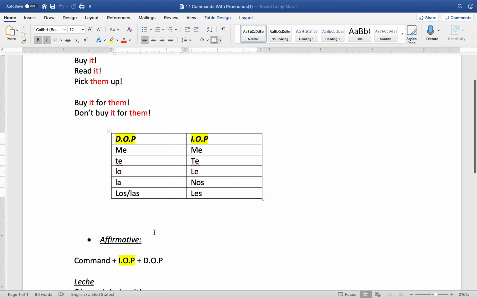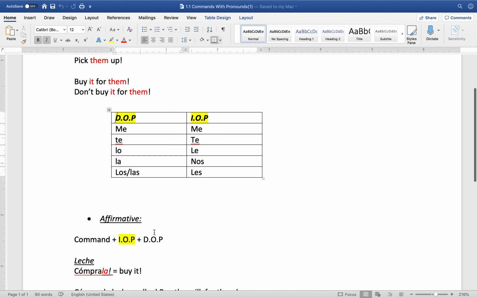All right, so here we're going to talk about the affirmative command. This is the formula. Every time you're telling someone what to do, the command involves direct and indirect object pronouns. This is what we do in Spanish: command plus direct plus indirect, okay? Now, the indirect object pronoun is not always going to be in the sentence, but the direct object pronoun, yes, is always going to be in the sentence. And the same thing in English, all right?